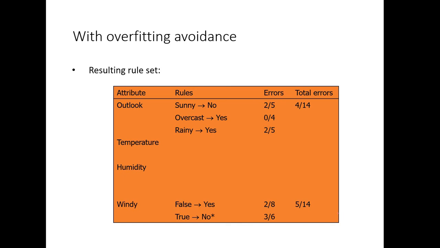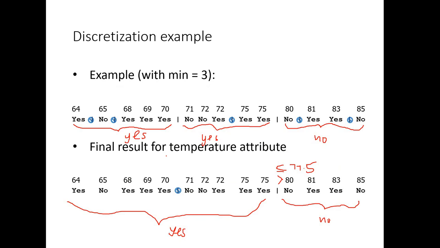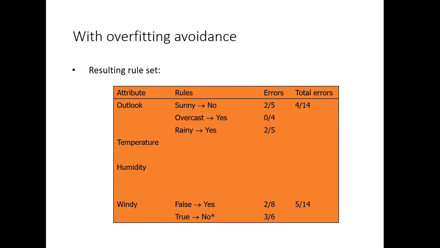Right. Now you can see, we can find the temperature value. If the temperature is less than or equal to 77.5, we can say the class is yes.